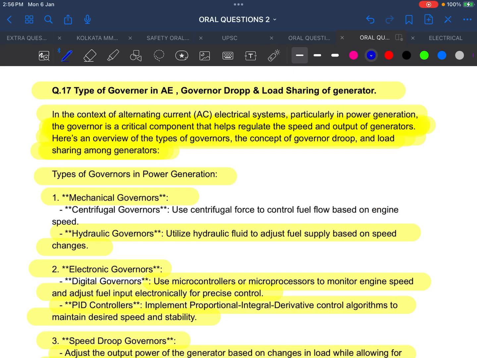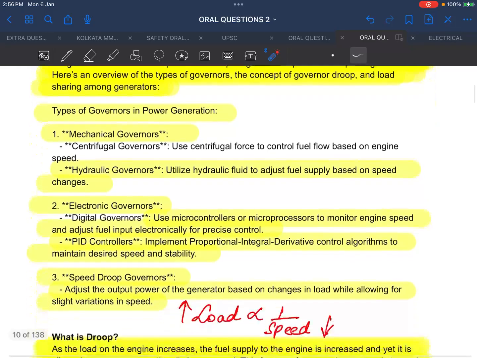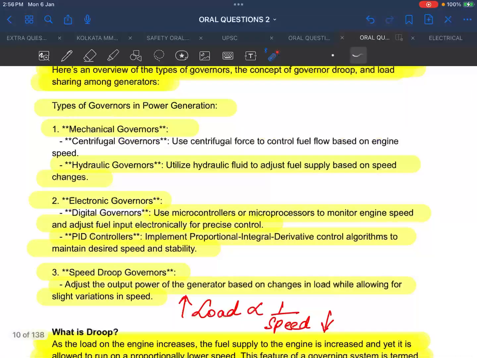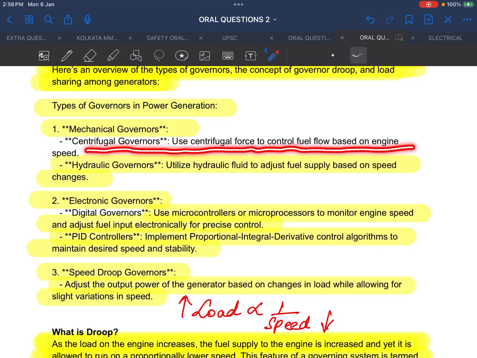My first question, asked by the surveyor, is: what are the types of governor in auxiliary engines? What types of governor are we using in the generator? There are various types. The first type is the mechanical governor, generally the centrifugal governor. It uses centrifugal force to control the fuel flow based on the engine speed. That is the mechanical governor.